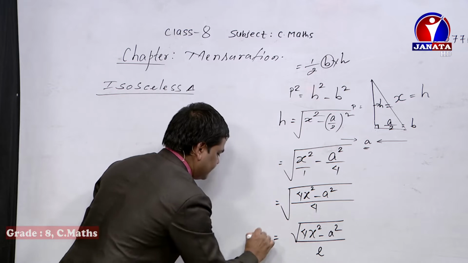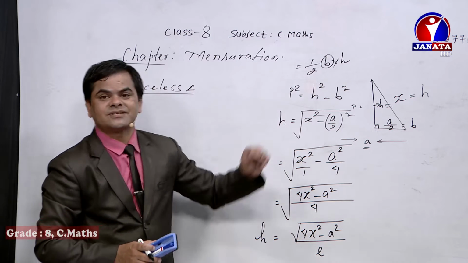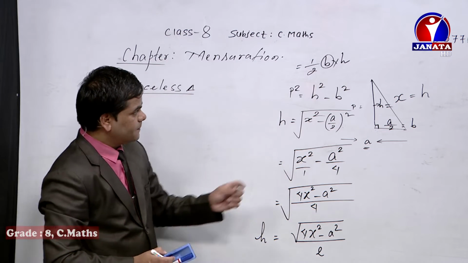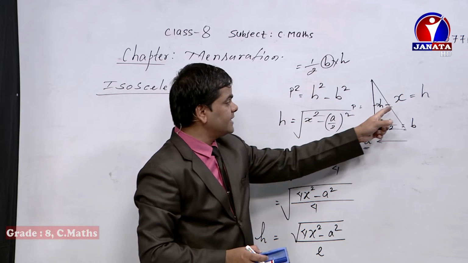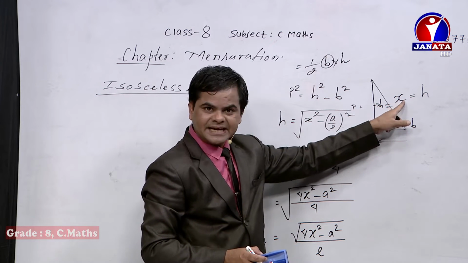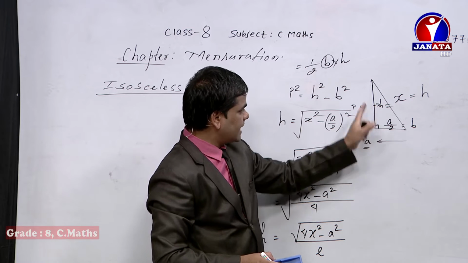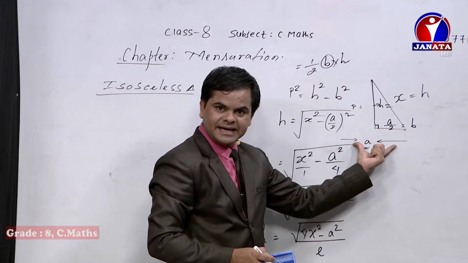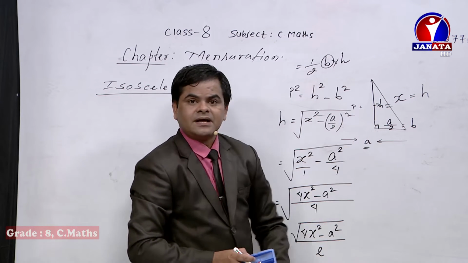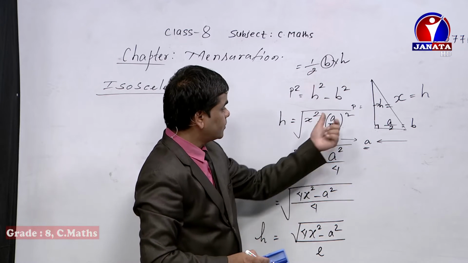This is the height of this isosceles triangle. Once again, for the whole isosceles triangle, I have written the equal sides as x and the non-equal side as a. Here is a, but I have erased half of the isosceles triangle in order to form the Pythagoras theorem.